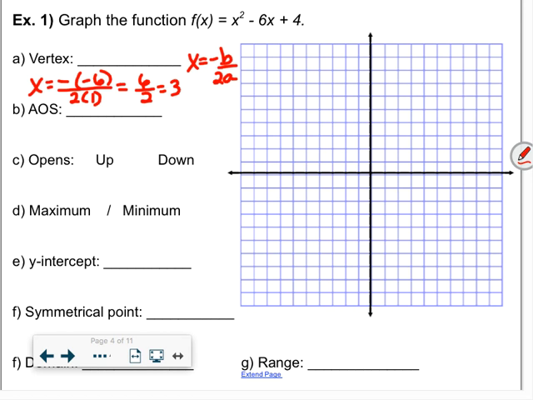Plug it in, okay? Go ahead and let's plug it in. So this will be y equals 3 squared minus 6 times 3 plus 4. So I'm going to pause and give you a head start. Use your calculator, use my calculator.